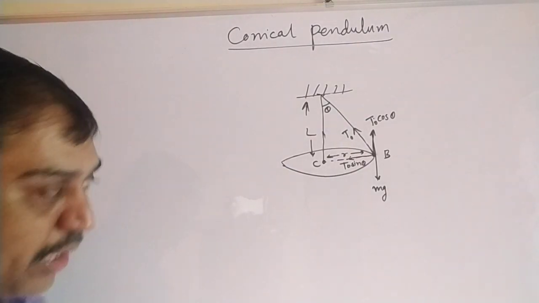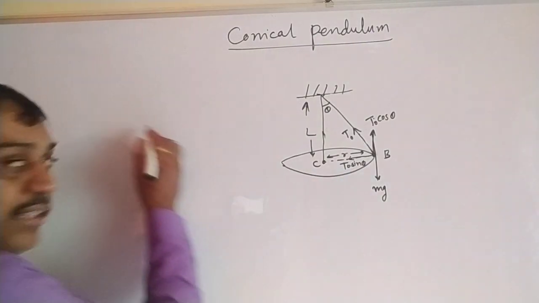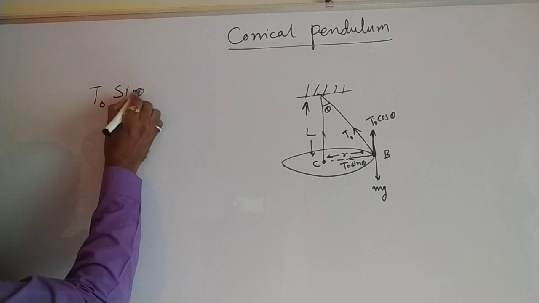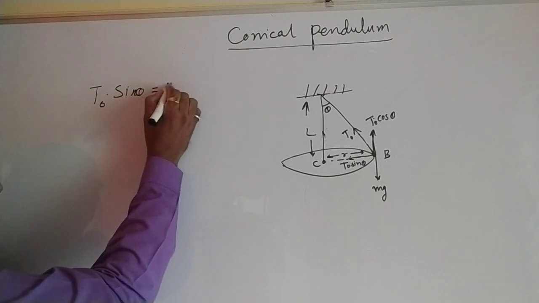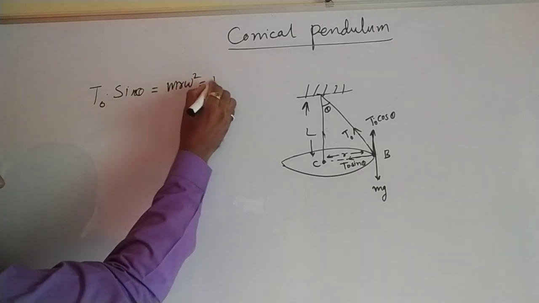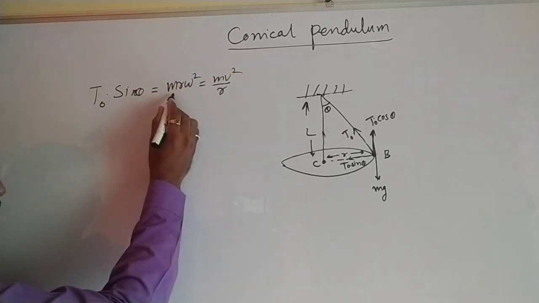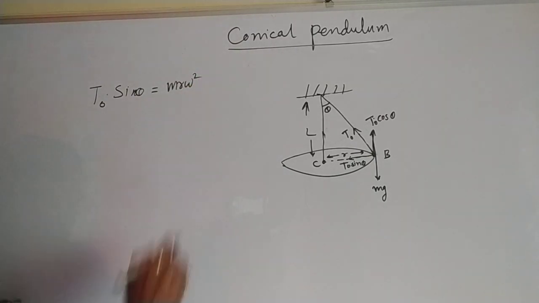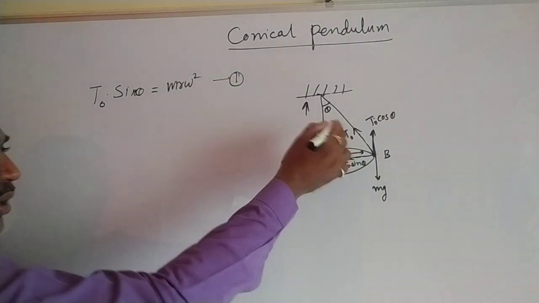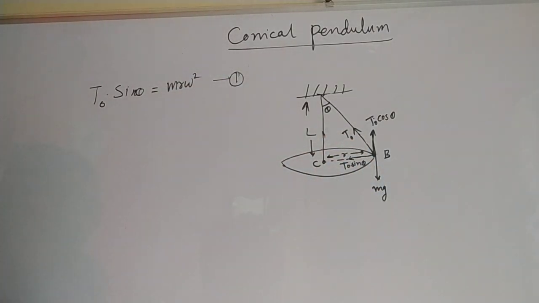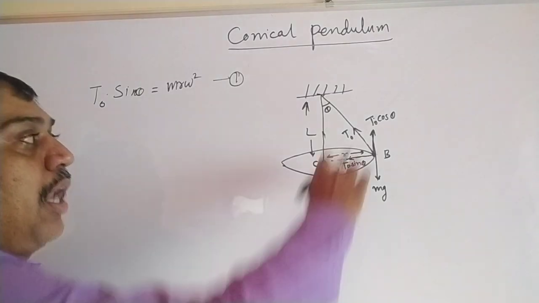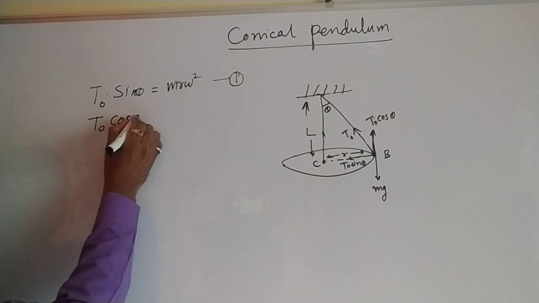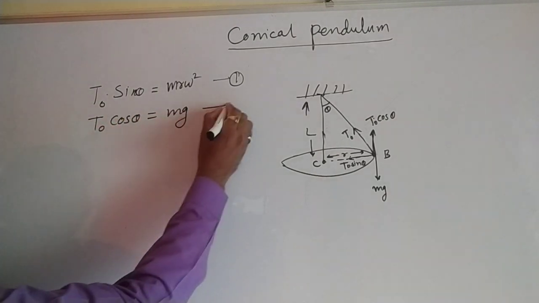So again here we can write two equations. First, T0 sin theta provides the necessary centripetal force, m r omega square, equal to m v square by r. In your book they have taken m r omega square, so you can take both. According to the book, it is m r omega square, equation 1. It is directed toward the center, providing the necessary centripetal force. Now the second equation: upward force equals downward force. So T0 cos theta equals mg, equation 2.